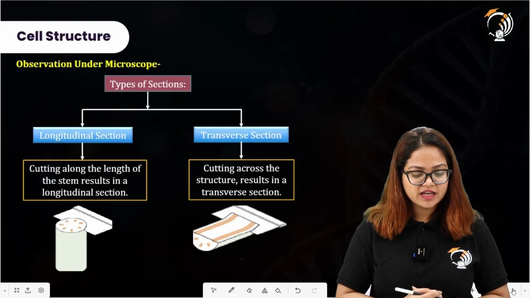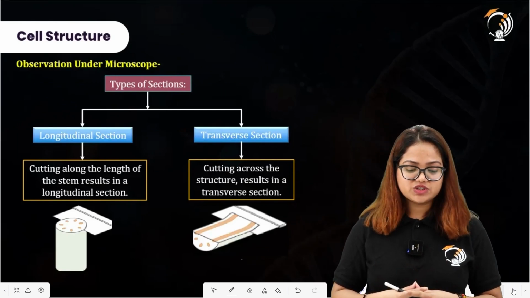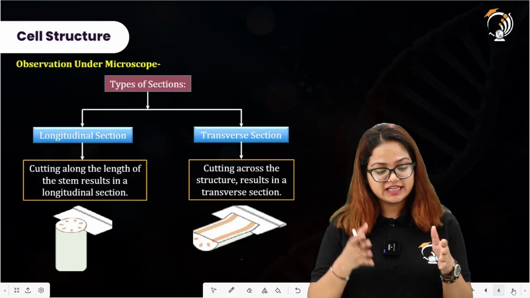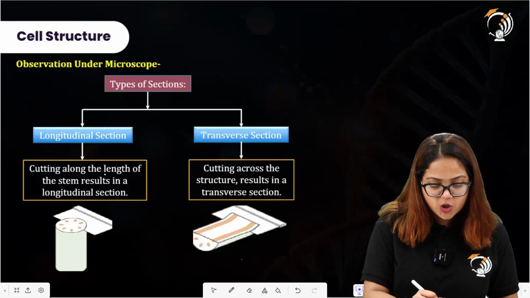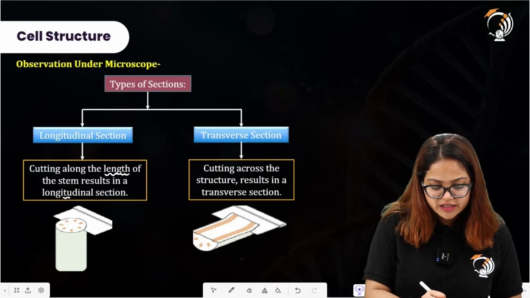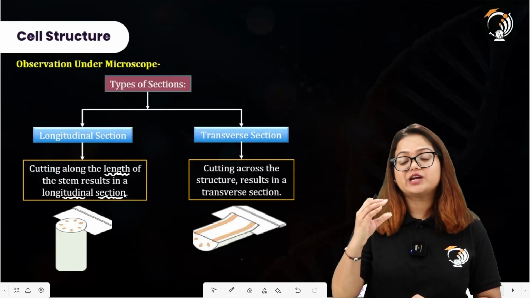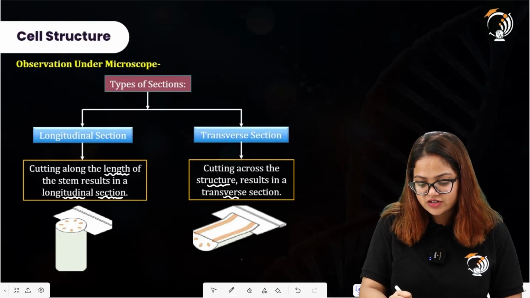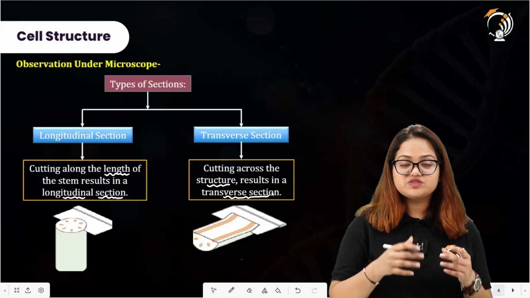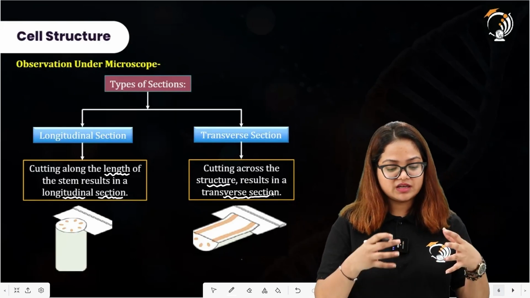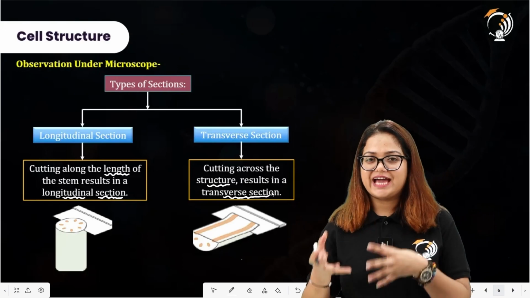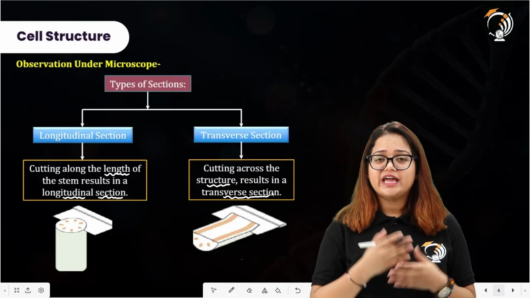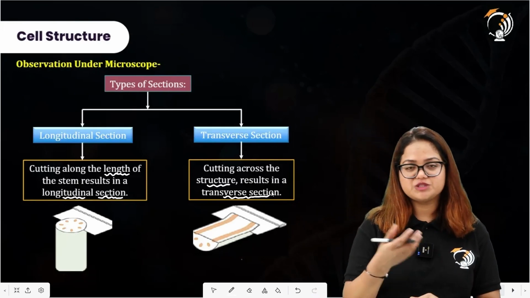All right. So to observe the cell structure, we will require sections. There are two types of sections, the longitudinal section and the transverse section. When we cut along the length of the stem, this results in the longitudinal section of that stem. When we cut across the structure, this results in a transverse section of the stem. So we have just considered the part of a stem here. We can take any tissue, an animal tissue, plant tissue, leaf, stem, branch, root, any organ can be taken out to have this particular section. All right.